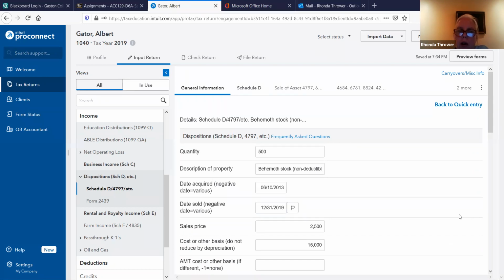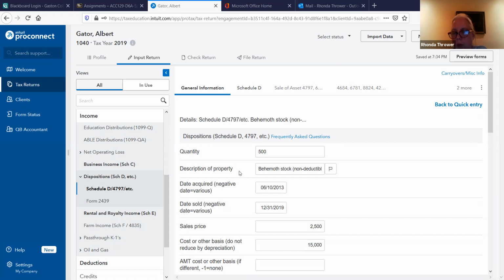First of all, if you're not already there, you will want to click on income on the left side of your screen on the menu. Click on income and then click on dispositions where it says Schedule D, and then click on Schedule D. What will come up is a place where you need to enter information about the stock that you've sold. So we're going to sell 500 shares to the sister. So the quantity should show 500.